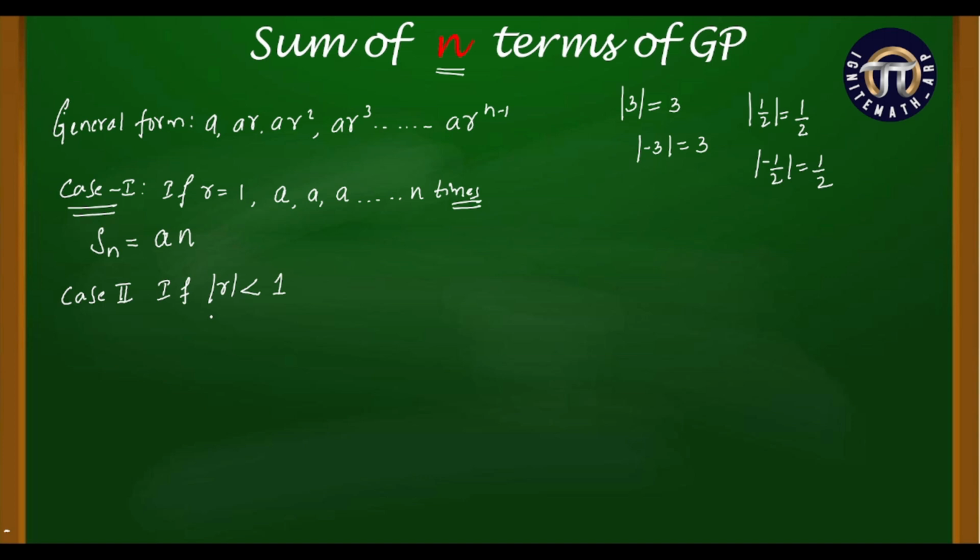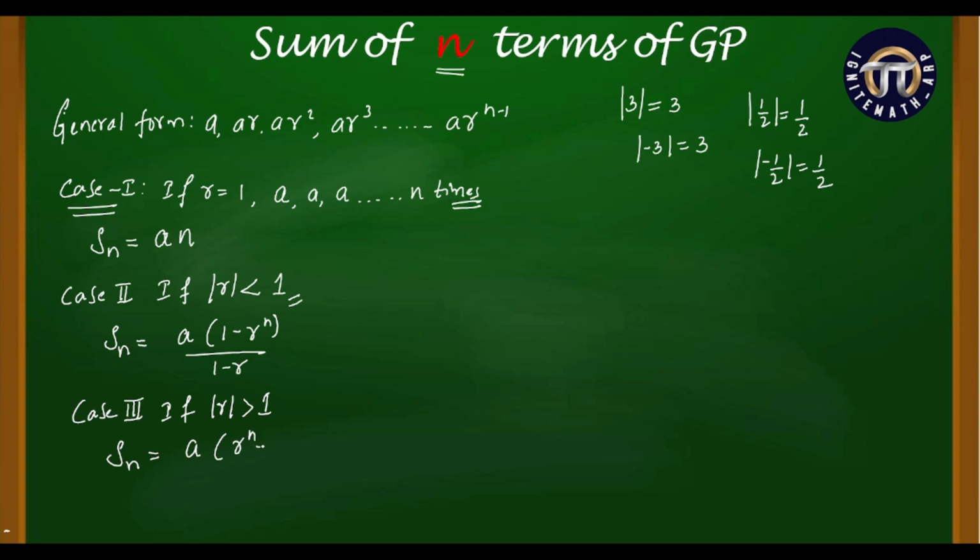Clear, children? So now if modulus of R is less than 1, then Sn will be given by the formula A into 1 minus R to the power of n by 1 minus R. Now case number 3: what if modulus of R is greater than 1? Then Sn will be given by the formula A into R to the power of n minus 1 by R minus 1. So these are the formulas to find the sum of n terms of the given GP.